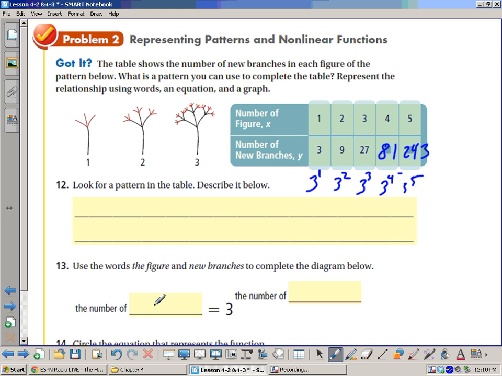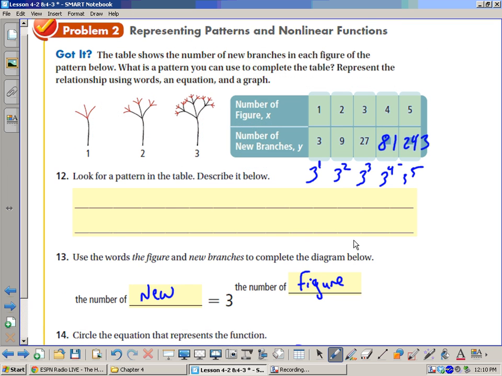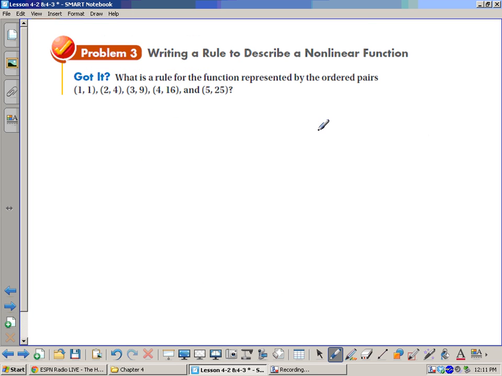So it appears that the number of new branches is going to be 3 raised to the number of the figure, or whichever figure. So the pattern in this case is going to be represented by y equals 3 to the x. So again, I went through that quite fast, but the idea here is to recognize the pattern and then write an equation for it. So let's do one last one here.